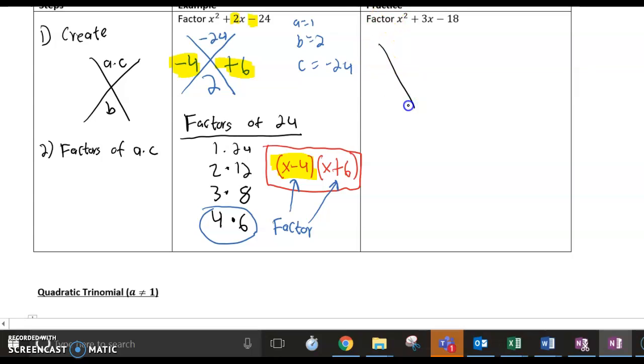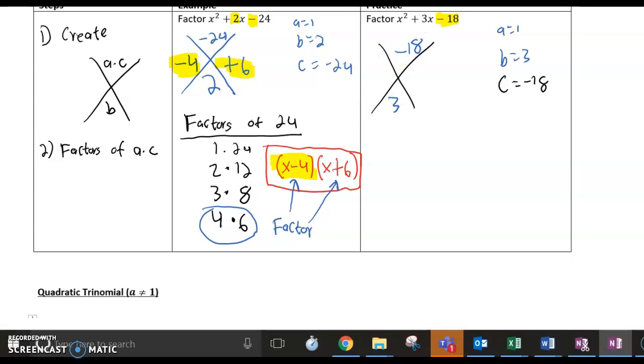Make my X, A times C. Well, let's write out A, B, C. A is 1 because we don't see a number. B is positive 3. And C is negative 18. AC up top, negative 18 times 1 is still negative 18. Our B value is 3. Okie doke. Now we need factors of 18.